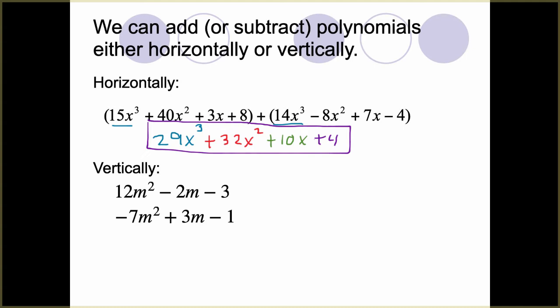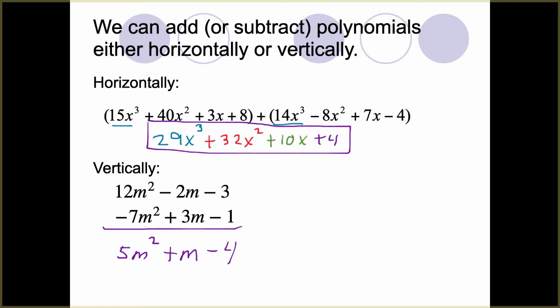We could also add them vertically if you want. You can stack them, and when you stack them, make sure the like terms are on top of each other. So here we have 12m squared and a negative 7m squared. When we add them together, we get 5m squared. We have negative 2m plus 3m. We get m. We have negative 3 minus 1, we get negative 4.